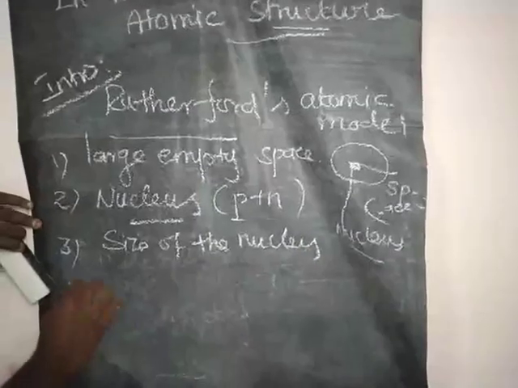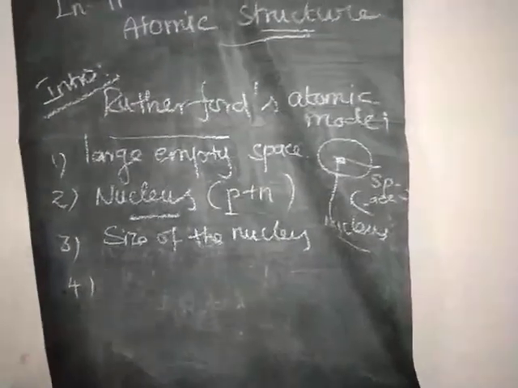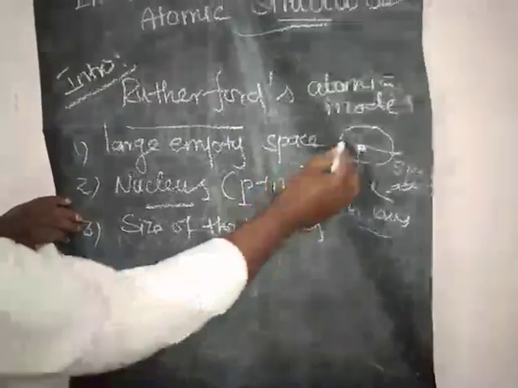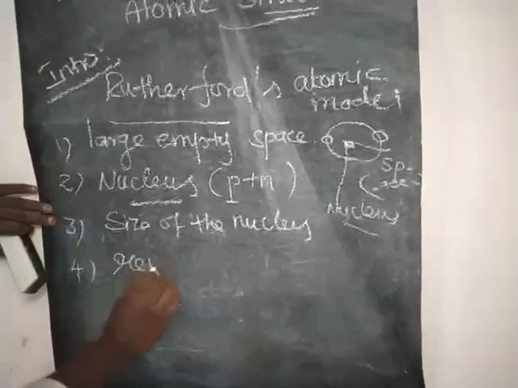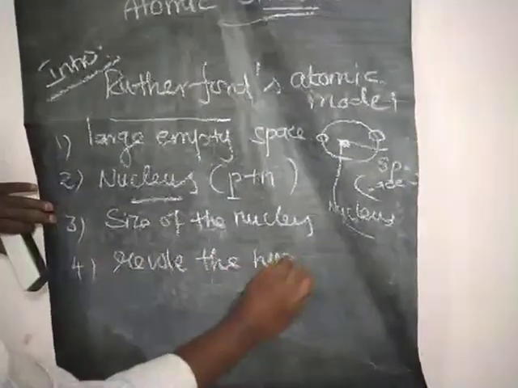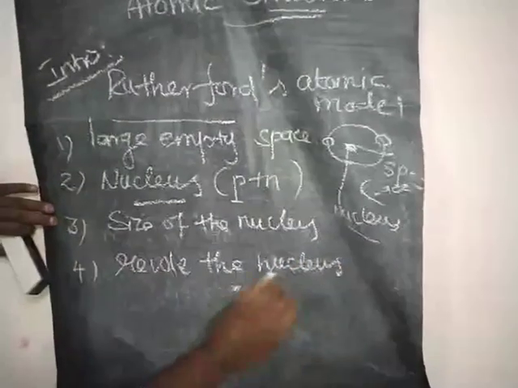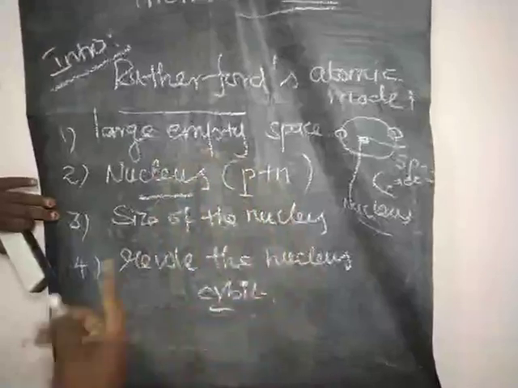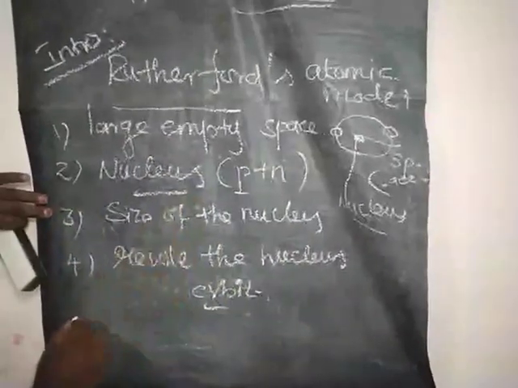Fourth point, the electrons revolve around the nucleus. The path along which they revolve around the nucleus is called an orbit, or shell, or energy level.